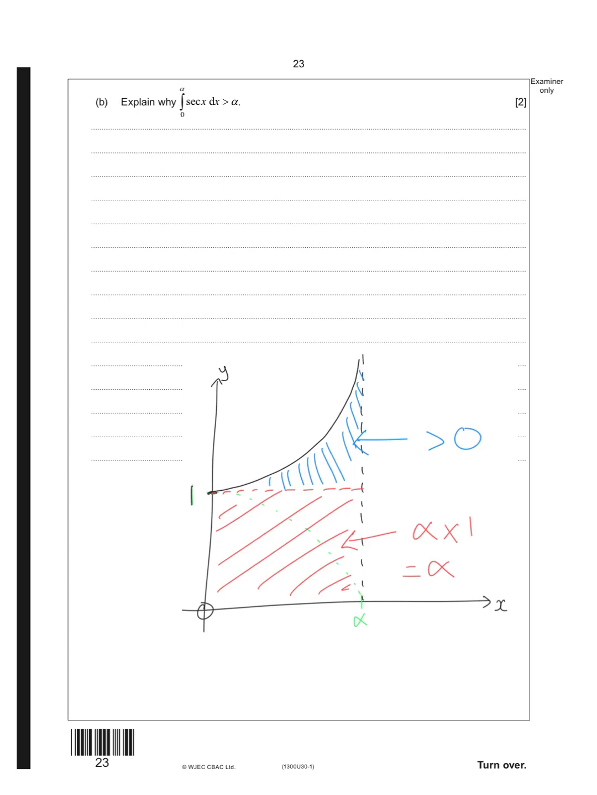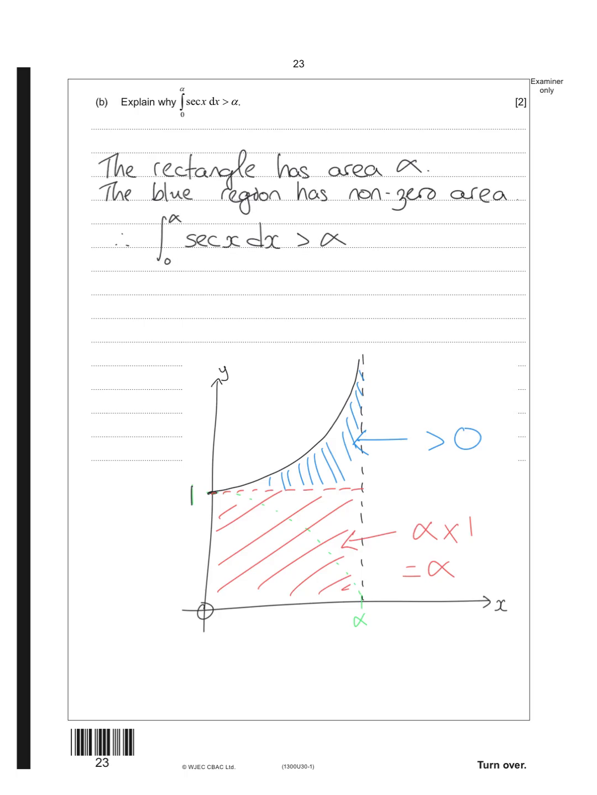So we can say something like the rectangle has area alpha, the blue region has non-zero area, therefore the integral between 0 and alpha of sec of x dx is going to be greater than alpha because it's going to be the sum of alpha and something that's greater than 0.